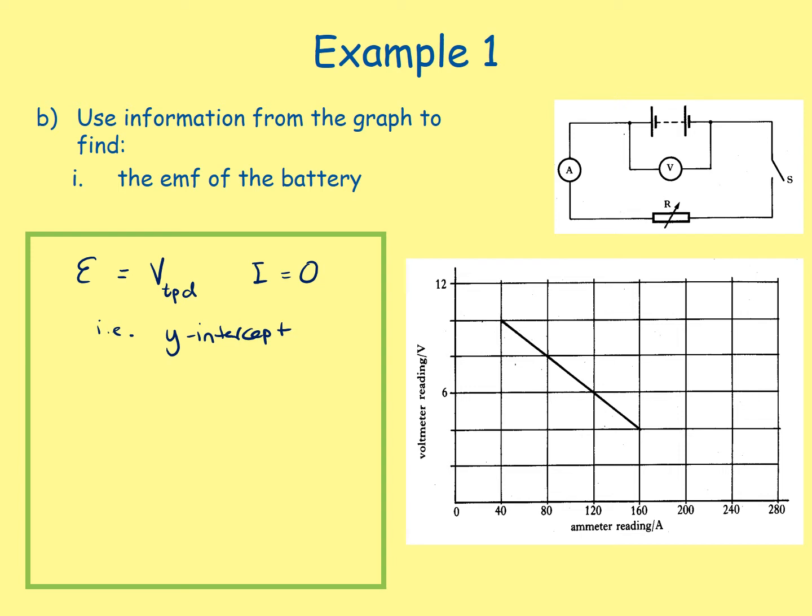Looking at our graph, we can see that it's a nice straight line for us to look at. If we follow the line, looking at the gradient of it, we can see that the y-intercept is at 12 volts. So our EMF is 12 volts.